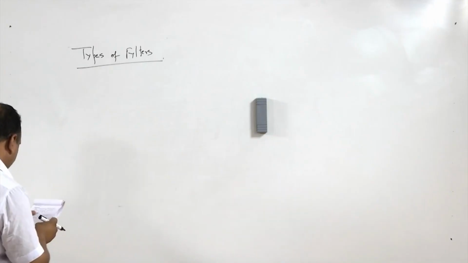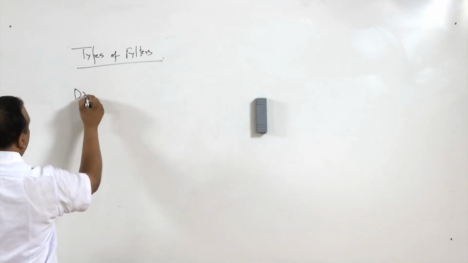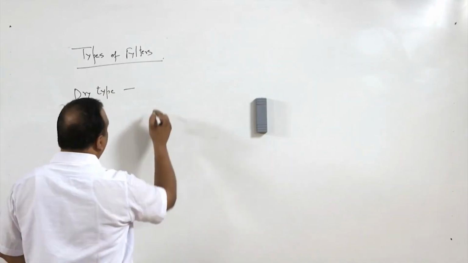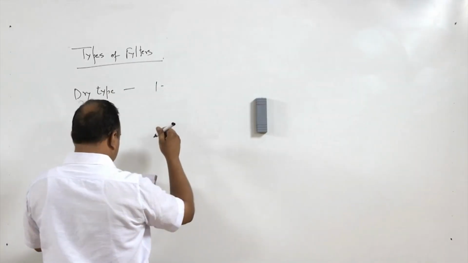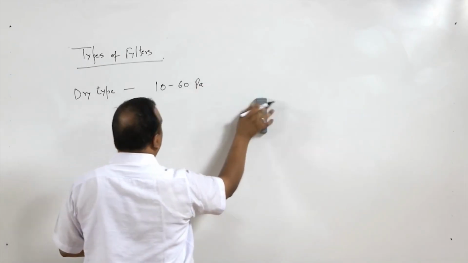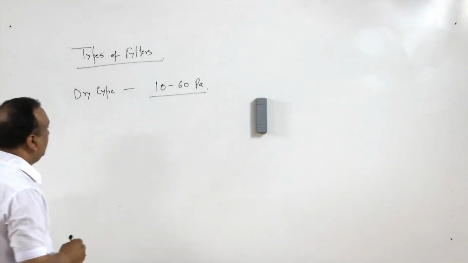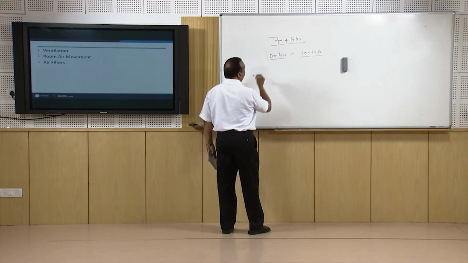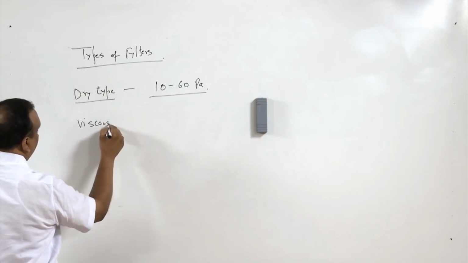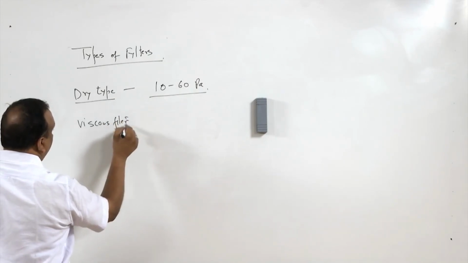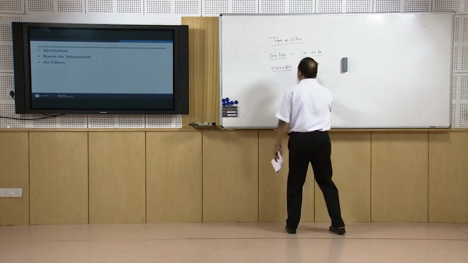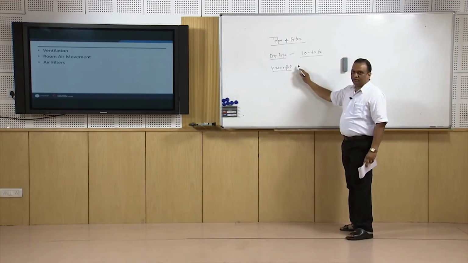Now types of filters. They are dry type of filters. The pressure drop across the dry type filter is 10 to 60 Pascal, and with this pressure drop the filter surface remains dry. Another type of filter is the viscous filter. In a viscous filter, a viscous coating is made on the filter surface and dust particles stick to the viscous coating.